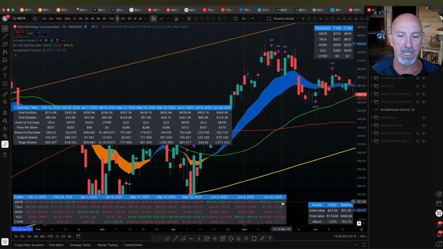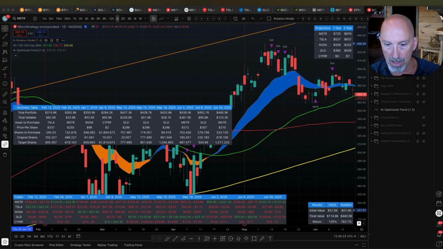And over here on the trades graph, we sold off $2.8 thousand worth of Tesla, $15 worth of NVIDIA, $120,300 worth of gold, and $1 worth of CYFRF, bringing our total to $123,200, that we added to $250,700. And our grand total then right now on MicroStrategy would be 250.7 plus 123.2, $373,900 worth of MicroStrategy is what we would be in at that time.